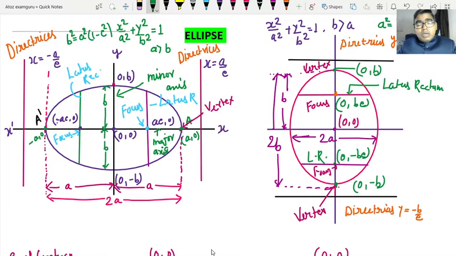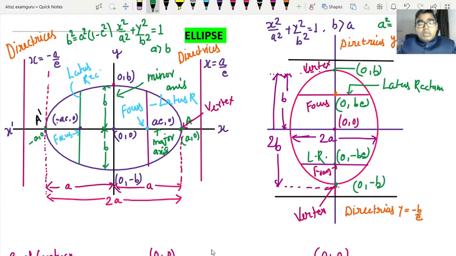Similarly, the vertex coordinate is a comma 0. The distance from here to here is a, so the coordinate is a comma 0 because on the x-axis y is always 0, that's why a comma 0. Similarly, on the left hand side it is minus a comma 0 because the x coordinate is minus a and y is 0, so minus a comma 0.